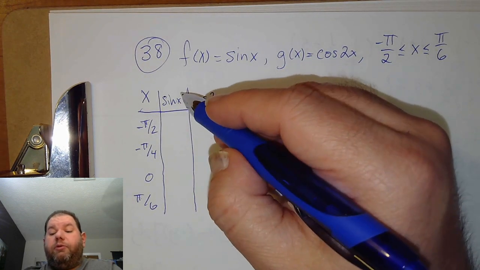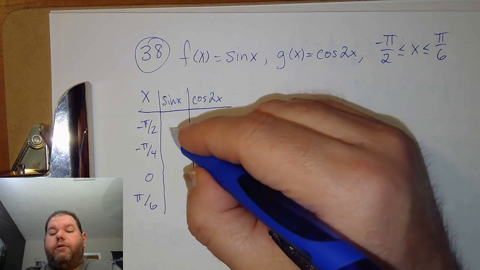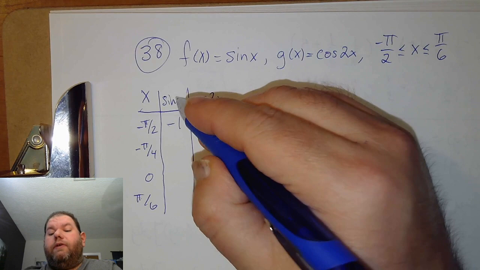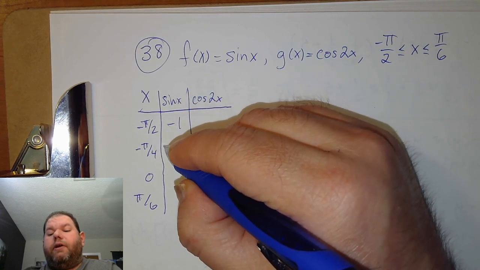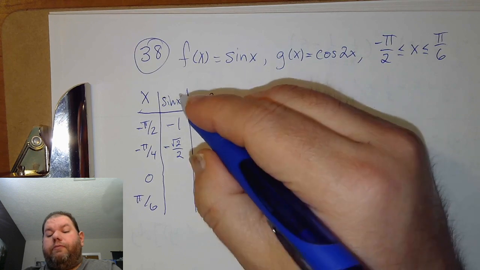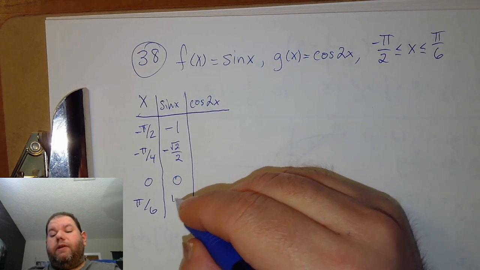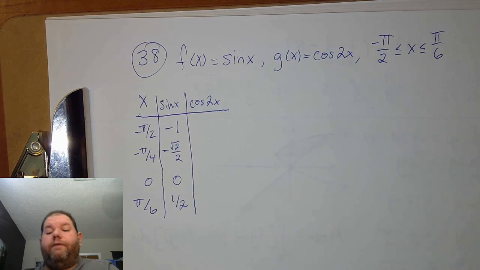So we will evaluate sine of negative pi over 2, and that is negative 1. Sine of negative pi over 4 is negative square root 2 over 2. Sine of 0 is 0. And sine of pi over 6 is 1/2.